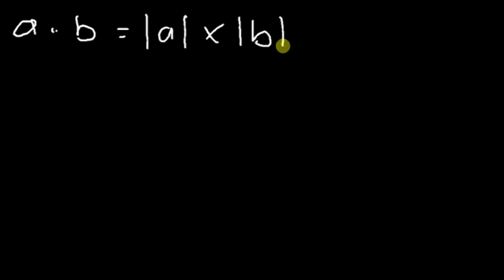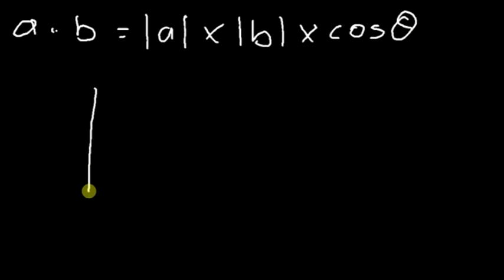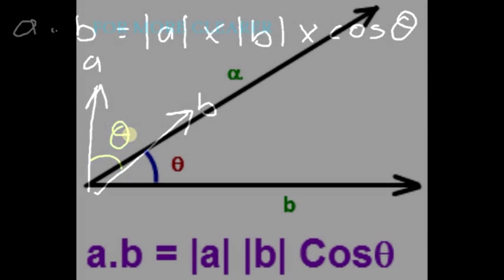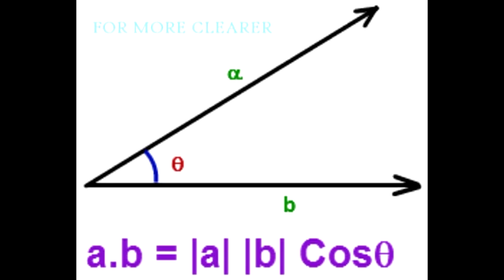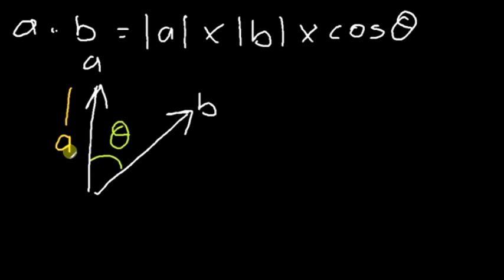Okay, for the dot product, you can calculate the dot product of two vectors in this way. A dot B equals A multiplied by B multiplied by cos theta, where A is the magnitude of vector A and B is the magnitude of vector B. Theta is the angle between vector A and vector B. So we multiply the length of A times the length of B, then multiply by the cosine of the angle between A and B.